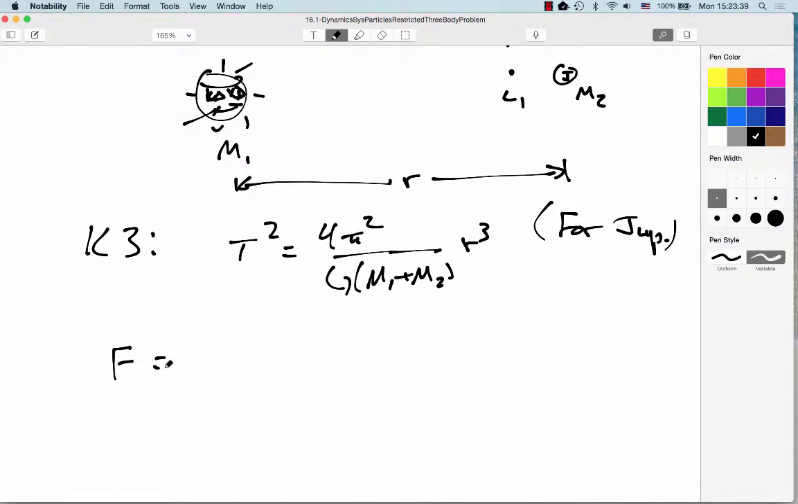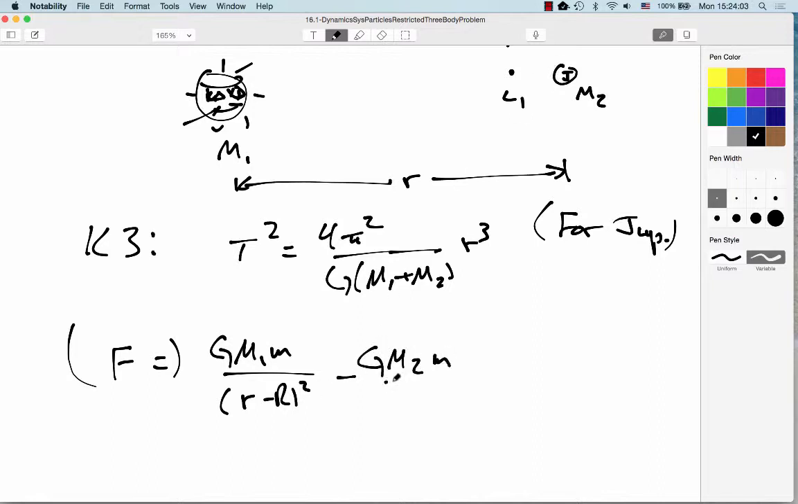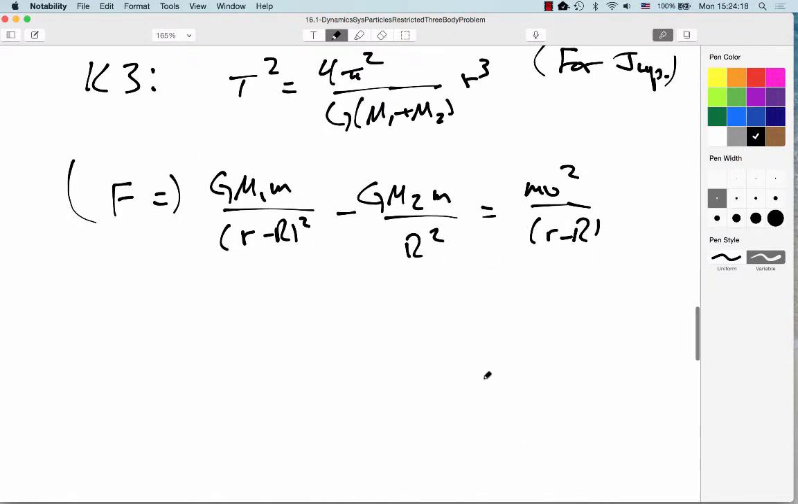The force, it'll be feeling an attractive force from the sun, and we'll put sunward as positive because we're going to orbit the sun. This will be GM1 times the mass of the asteroid over R minus r squared. And then Jupiter's going to be pulling it the other way, minus GM2m over r squared. And that will have to equal mv squared over R minus r, which will be the radius of its orbit. Okay. So we can cancel little m's everywhere.